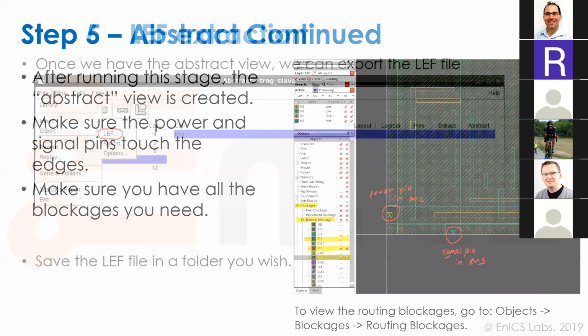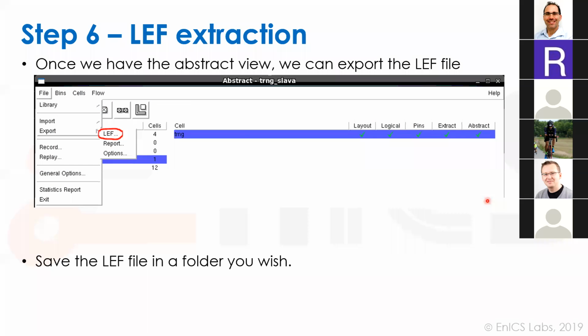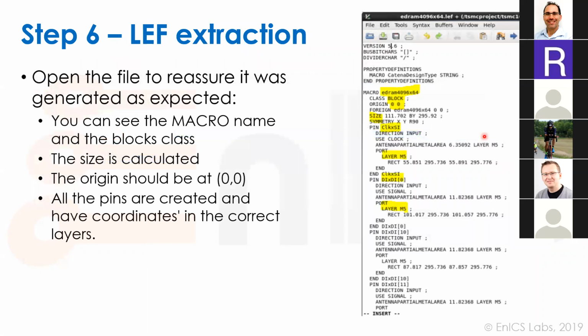Okay. And that's it. The final step is just to extract the LEF, which is from File, Export LEF, and save it wherever you want. After exporting the LEF, we can open it and make sure that everything we wanted is here. So at the beginning, Adi also mentioned, you can see here that the class is block and not core. The origin is at 0, 0. The cell name is correct. You have the size approximately, and make sure.